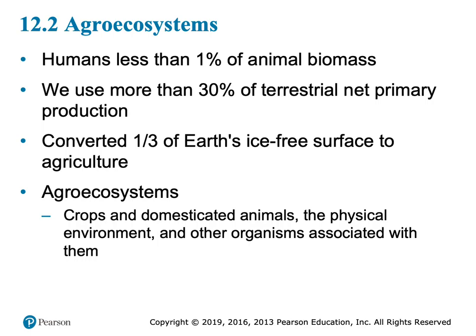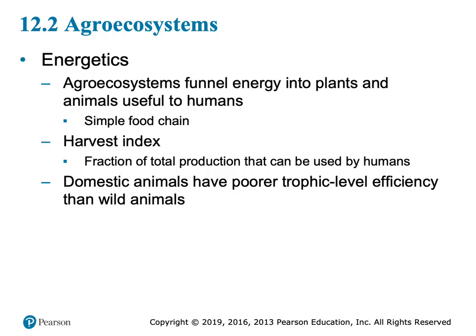Energetics: our agroecosystems funnel energy into plants and animals which are useful to humans, and this is how we get a simple food chain. And the harvest index, which is your blank under number 2, is the fraction of the total population that can be used by humans. Domestic animals have much poorer trophic level efficiency than wild animals.